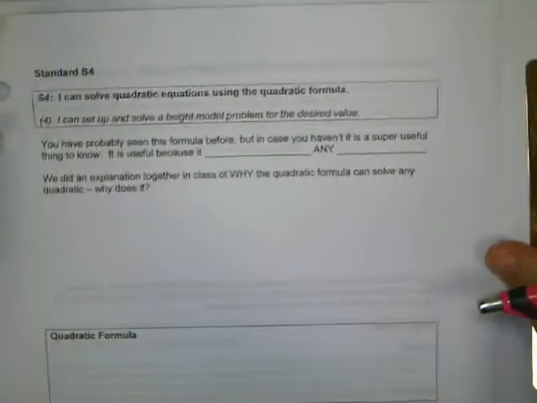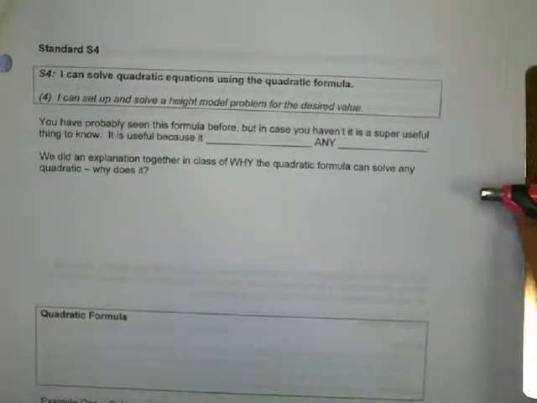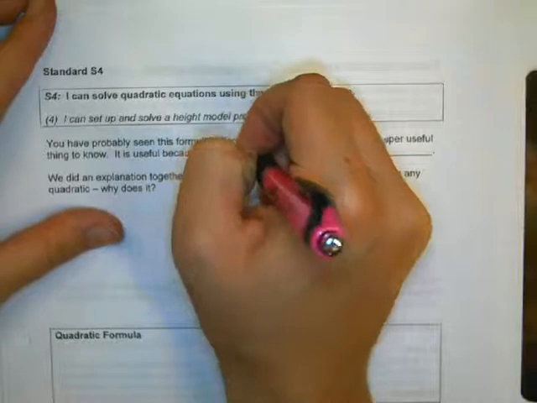Look at standard S4. You've probably seen this formula before. We worked on it a little bit yesterday in class if you were in class. But in case you haven't, it's a super useful thing to know. It's useful because it solves any quadratic.